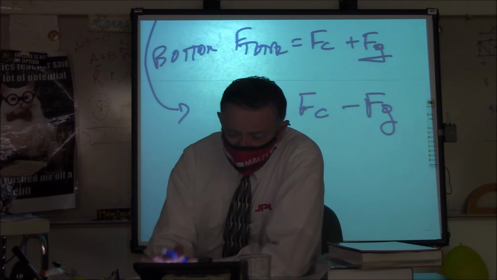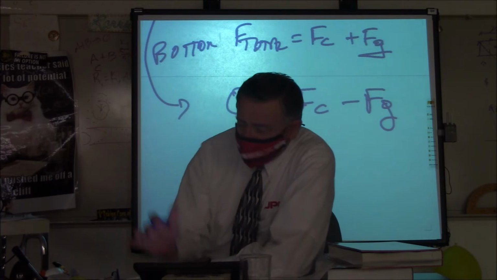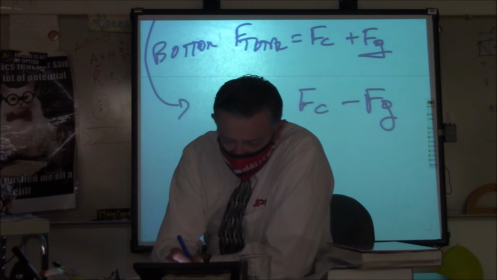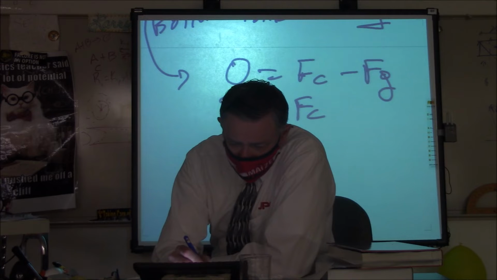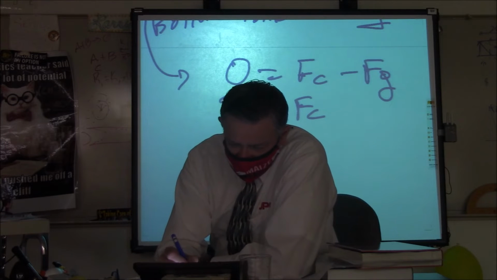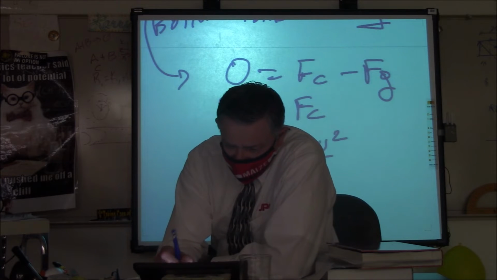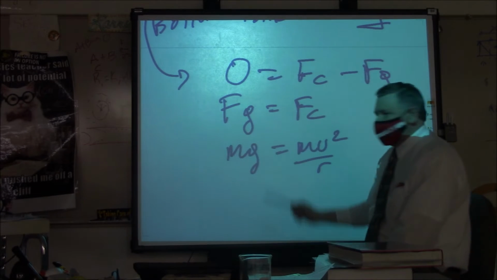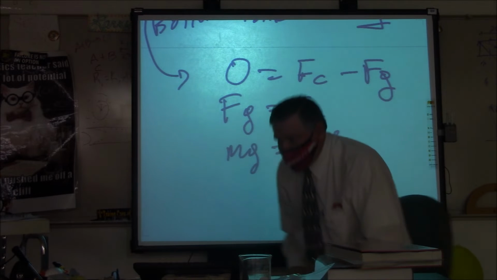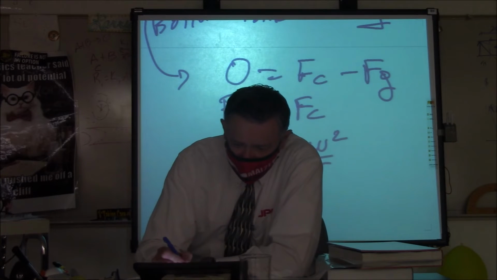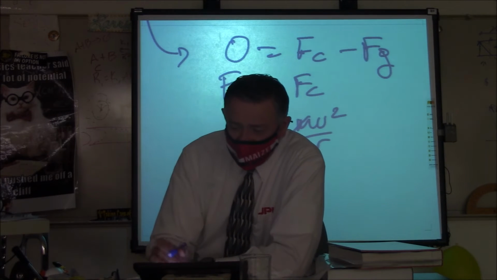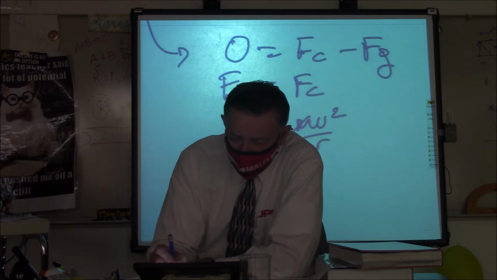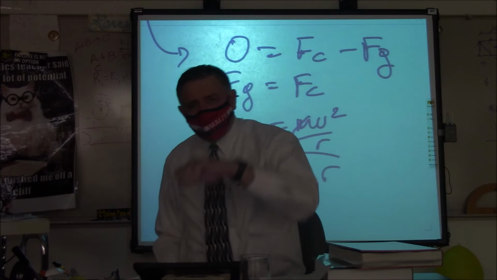So if you set this equal to 0, and then I'm going to move that Fg over there, I'm going to have Fg equals force centripetal, and that's going to be mg equaling mv squared over r. So right away, Shivani, what can I do with my mass? Cancel that out, so that's going to go away. So I get a pretty simple equation if I solve for v. If I multiply by r, I get v equals the square root of g r.